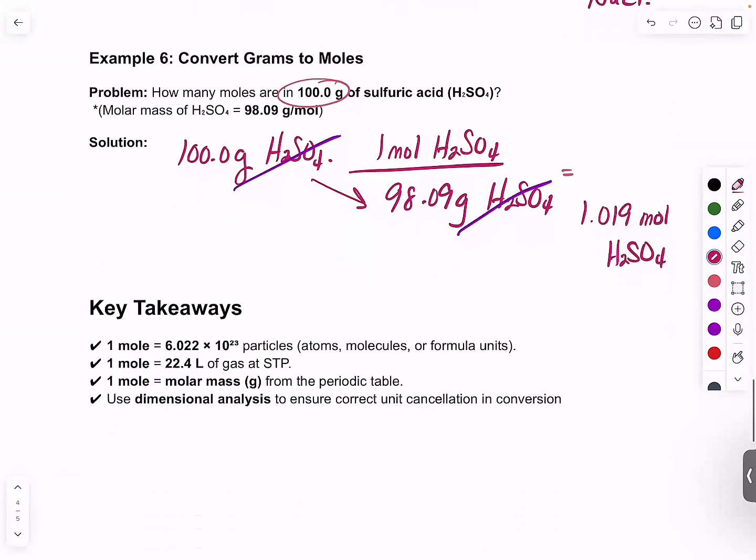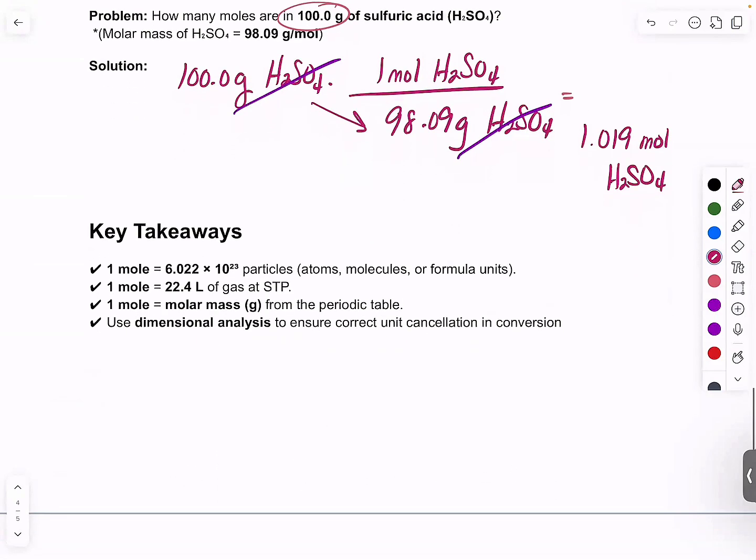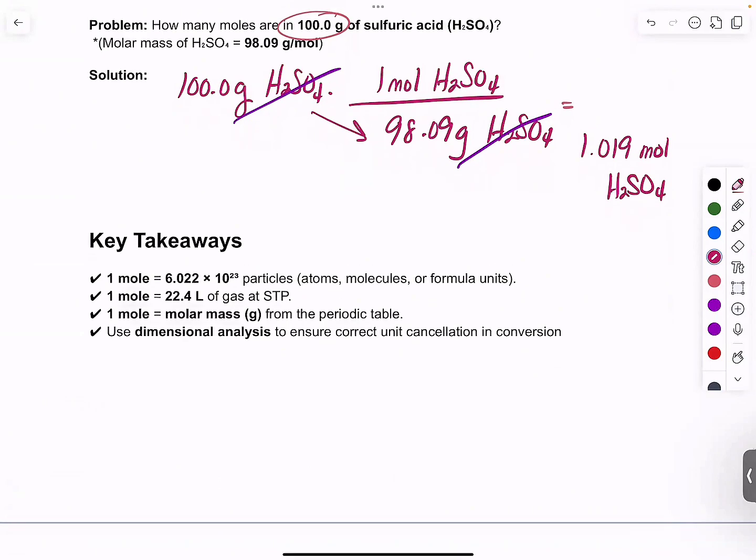But at the end here, we just have some key takeaways. Make sure you understand the mole is that assigned quantity. It's never going to change. It's always going to be 6.022 times 10 to the 23rd. And then we also have 1 mole of gas at standard temperature and pressure conditions will occupy 22.4 liters in volume. And then we know 1 mole of anything is just its molar mass, and that's dictated by the periodic table. So that's going to be your friend. Yay. And use dimensional analysis.